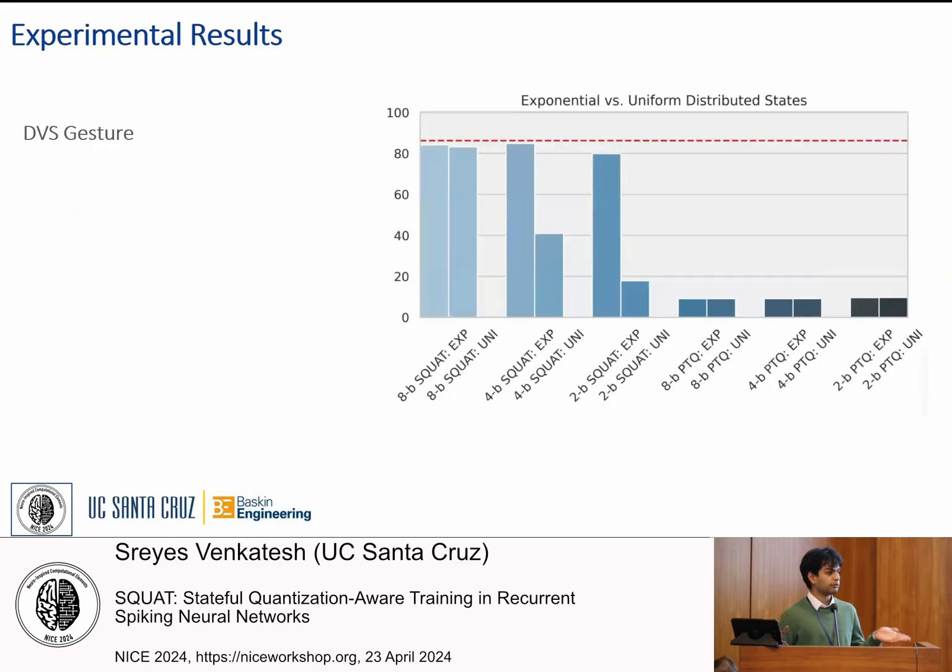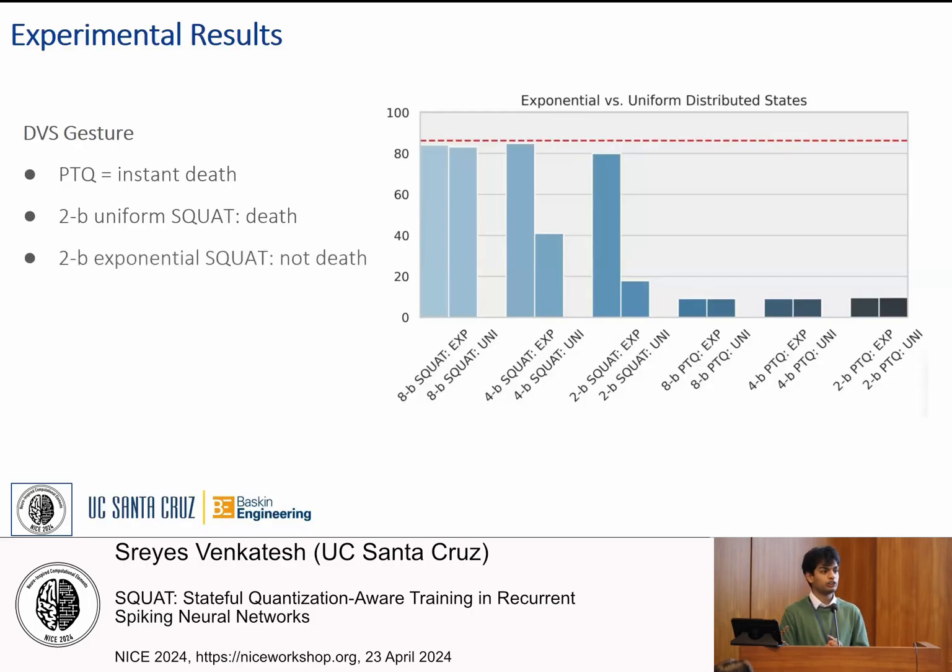Then these are what we did for DVS. For DVS, for any form of post-training quantization, the network was very unhappy. Even for 2-bit uniform quantization of SQUAT, the network was also very unhappy. One thing we found exciting was that for the 2-bit exponential SQUAT, the network performed much better.